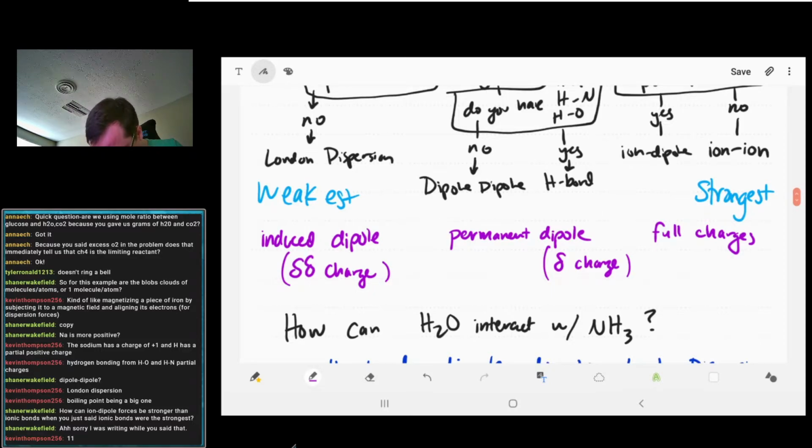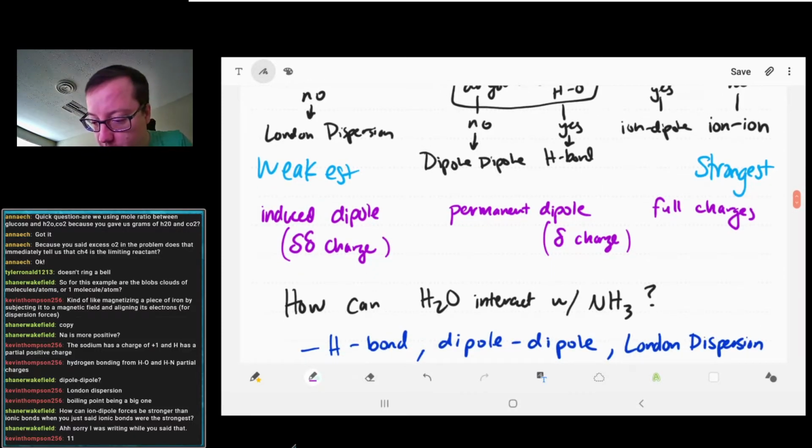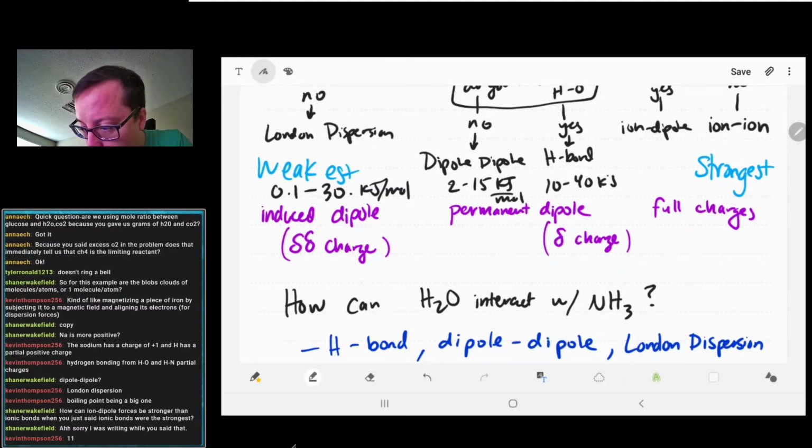So for London dispersion, apparently that's between some value to 30 kilojoules per mole. Dipole interactions are between 2 and 15 kilojoules per mole. Hydrogen bonds 10 to 40. For London dispersion, it depends on molar mass. For your dipole-dipole interaction, it depends on how polar your thing is. So that's why these are ranges.